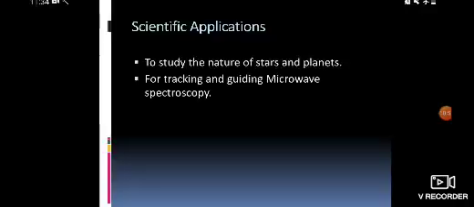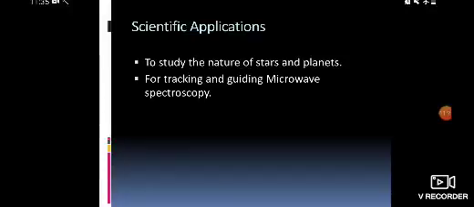And the next one is scientific applications. There is a radar which is used to study the nature of stars and planets. Why? Because just imagine what a star is and how it looks, and how a planet works. This is an imaginary part. How does a planet revolve, how does it maintain its distance from the earth, and what is a solar eclipse.